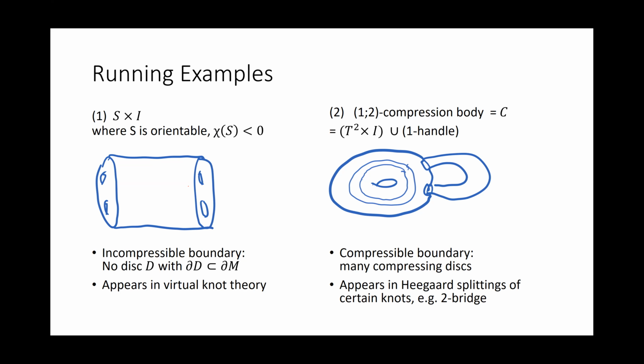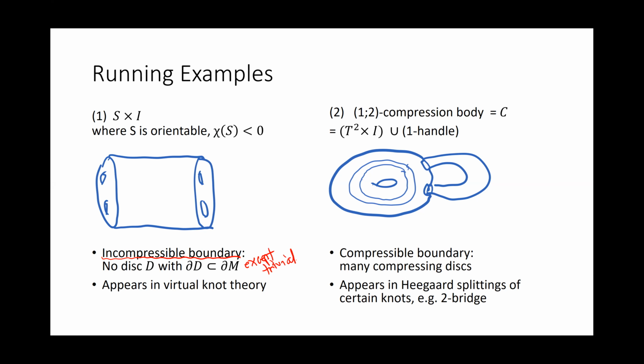Some features is that these manifolds have incompressible boundary. So what that means is there's no disk embedded in the surface cross I whose boundary lives on the boundary of M, except the boundary parallel ones, right? So except trivial ones. And surface cross I, these are the types of manifolds that will appear in virtual knot theory. So virtual knots live in a surface cross I, somewhere in the middle on a projective surface.